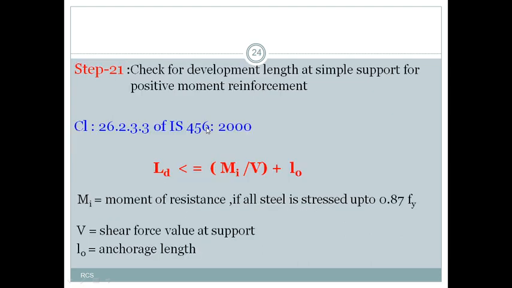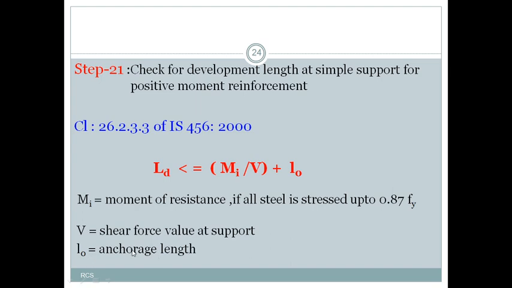Right. Next, we have in addition to this, check for development length at simple supports for positive moment reinforcement. So, according to clause number 26.2.3.3 of IS 456-2000, this formula must be satisfied, that is the development length Ld must be less than or equal to M1 by V plus L naught. Here M1 is the moment of resistance, calculated when all the steel is provided or assumed to attain its maximum stress, that is up to 0.87 Fy, and V is the shear force value at the support, and L naught is the anchorage length.